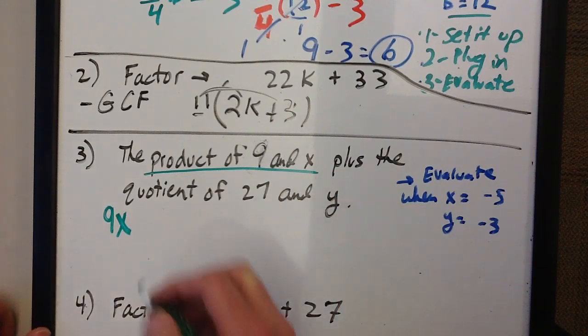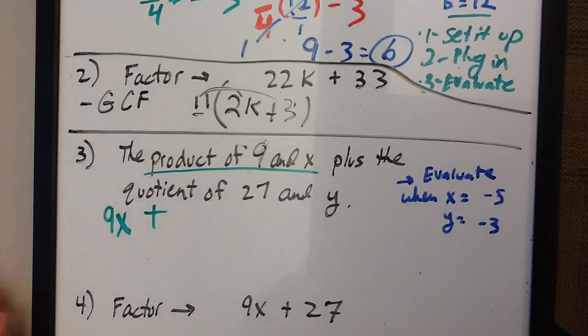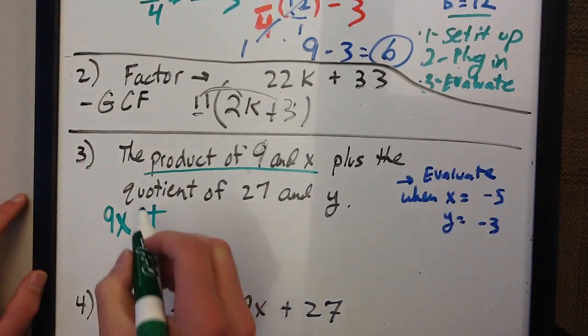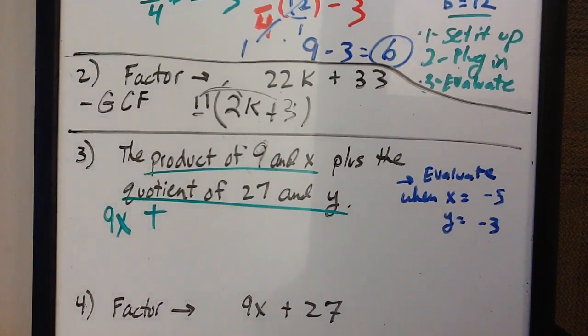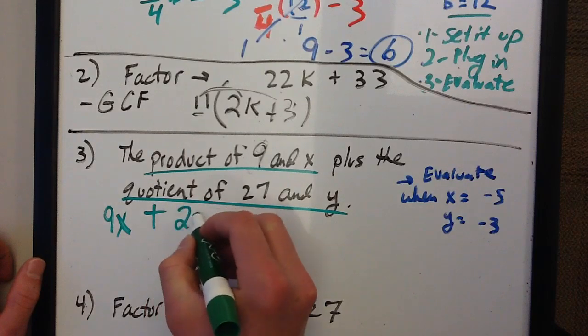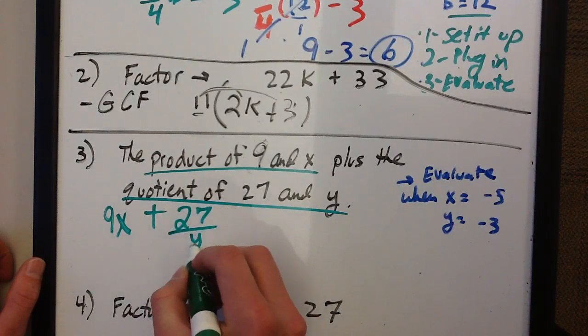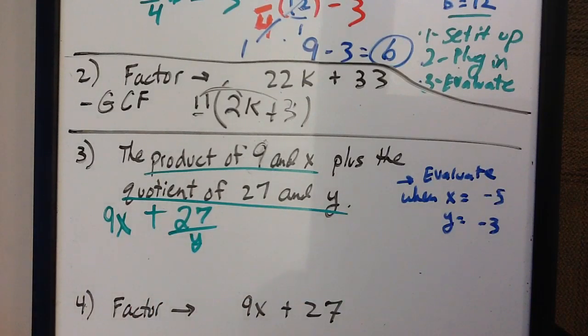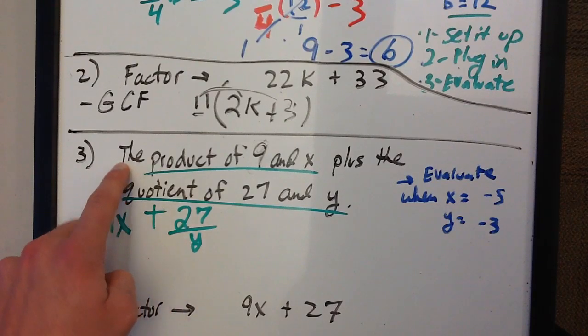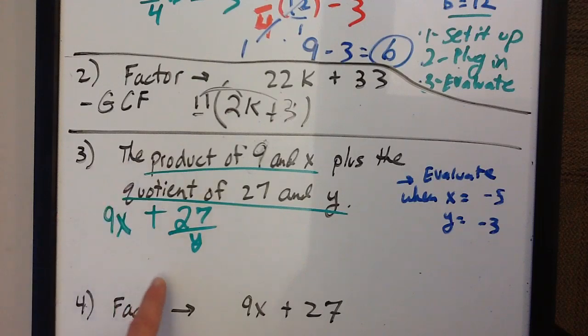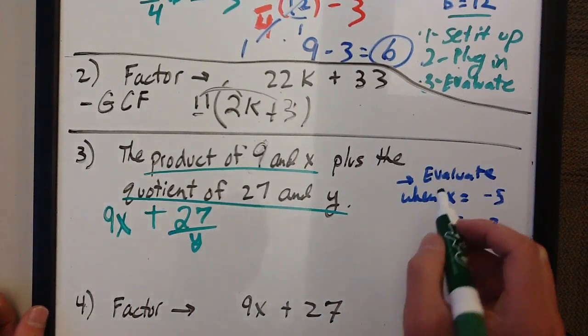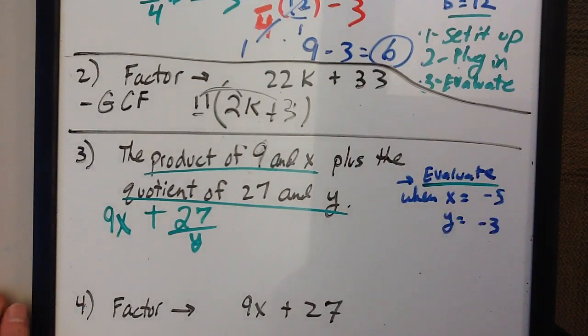Plus, so I'll put a plus sign, plus the quotient. What does the quotient mean? Well, the quotient is an answer to a division problem. So if I want the quotient of 27 and y, I want 27 divided by y. 27 over y. 27 divided by y. So this is my algebraic expression to represent that verbal sentence. Now I need to plug in what x and y are equal to. I need to evaluate. Again, evaluate means find the value of.